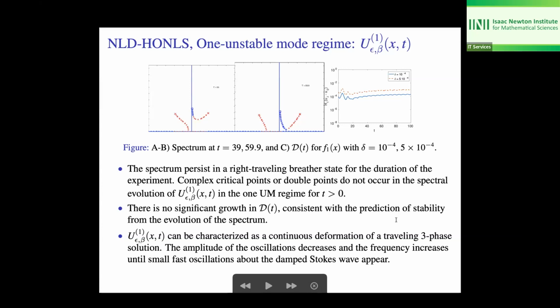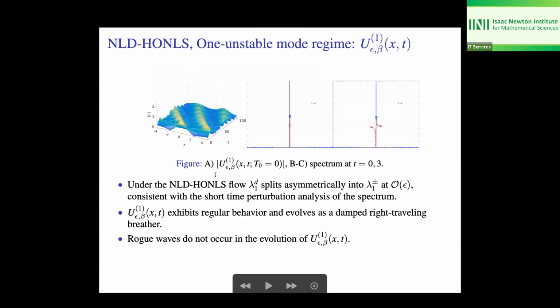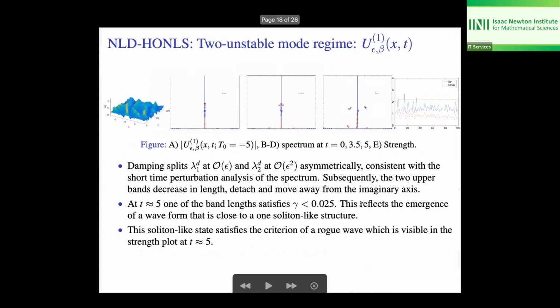And so U1 can be characterized as a continuous deformation of a traveling three-phase solution. The amplitude of the oscillations decreases and the frequency increases until you have these small, fast oscillations about the damped Stokes wave, which you can see in the surface there. Okay. So what about the more interesting regime, the two unstable mode regime.